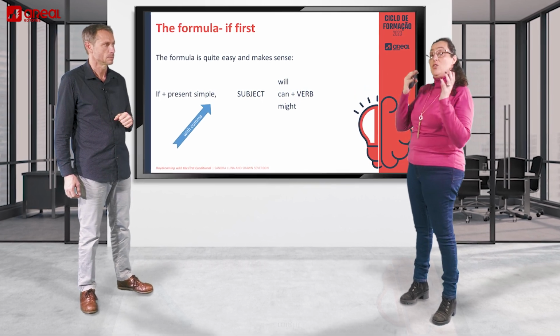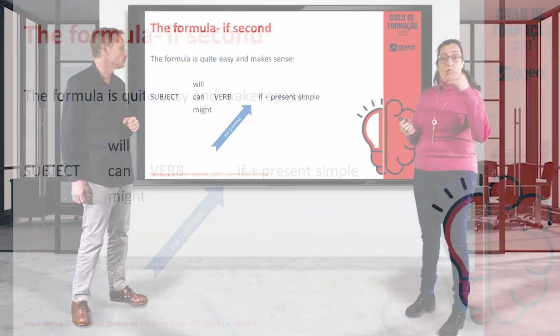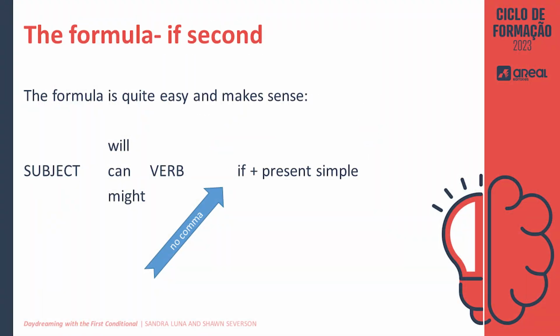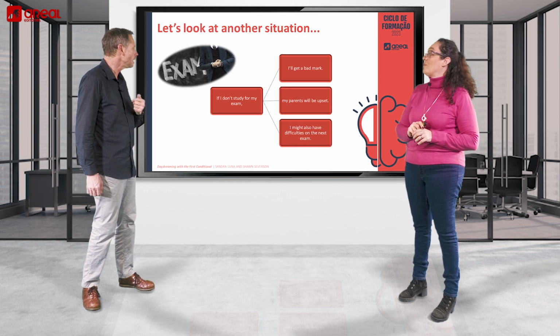As Shawn said, you can start with the if, or you can start with the subject. You can start with the subject, will, can, and might, and then the verb. And this time you will not use a comma. You go straight to the condition, if, plus the subject and the present simple. Exactly right.